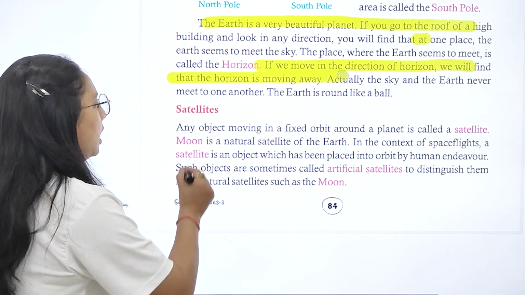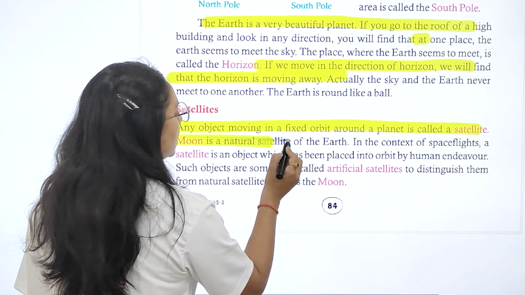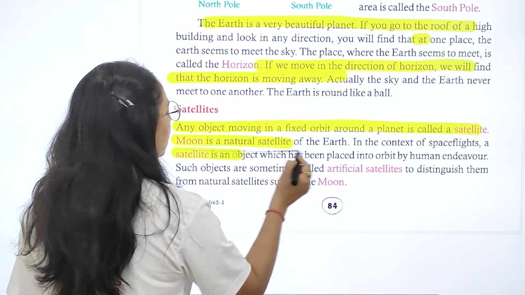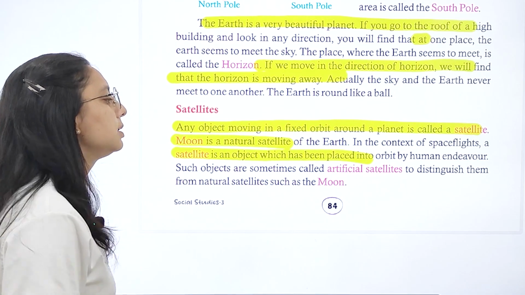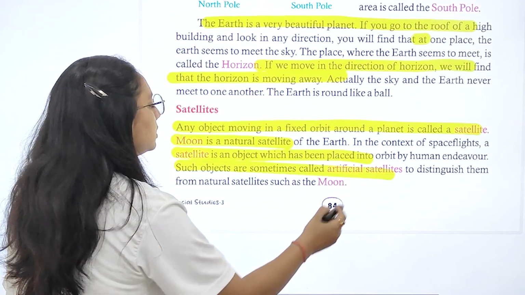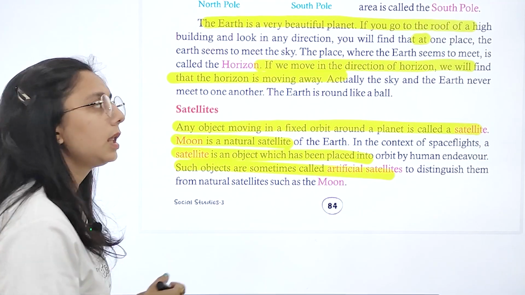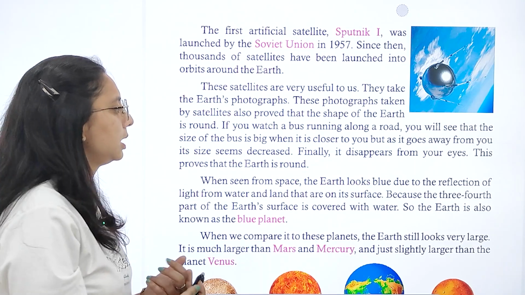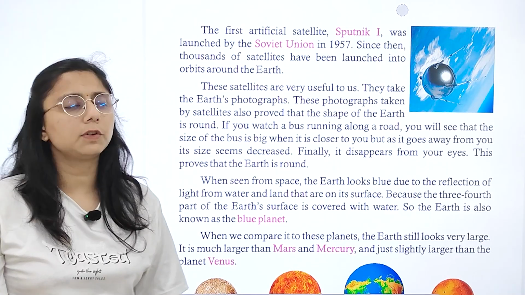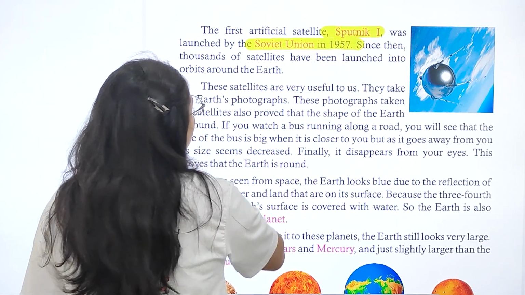Now satellite. Any object moving in a fixed orbit around a planet is called a satellite. Moon is a natural satellite, right? A satellite is also an object which has been placed into orbit by a human being. So such objects are sometimes called artificial satellites. And natural satellite कौन है आपके अर्थ की? That is your moon. Natural satellite. Now the first artificial satellite was Sputnik 1, which was launched by the Soviet Union in 1957.